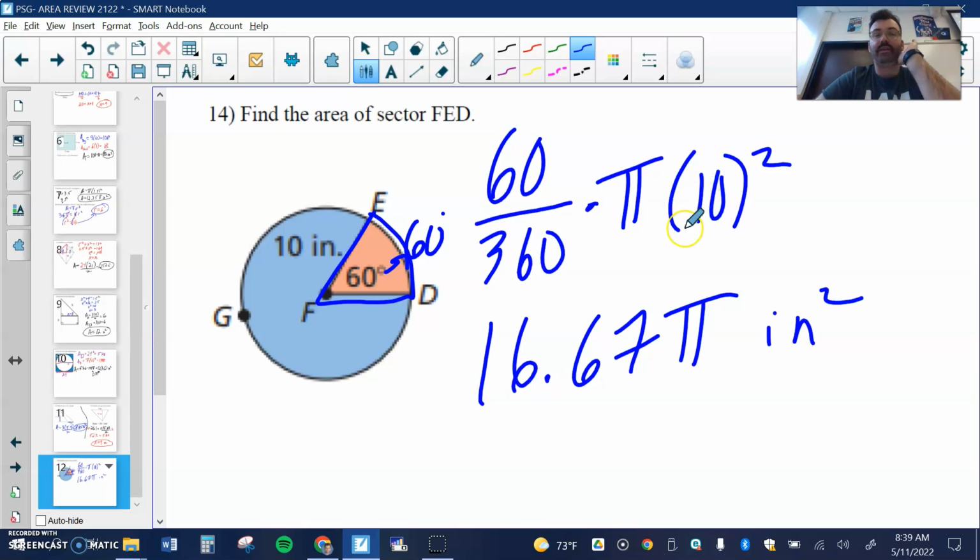Now, when you plug this in, 60 over 360 times 10 squared, if you're not using a graphing calculator, 100 times 60 divided by 360, and you should get like 16.66667. You can round it to that.